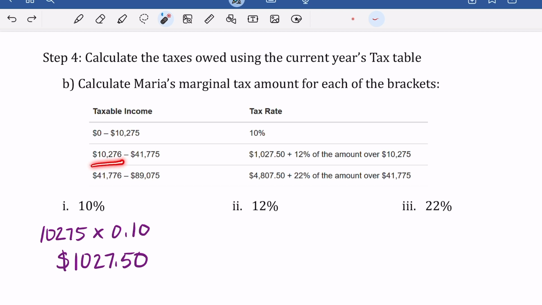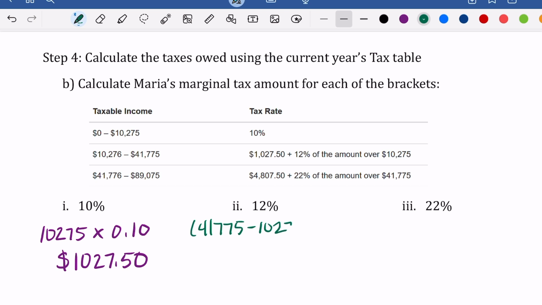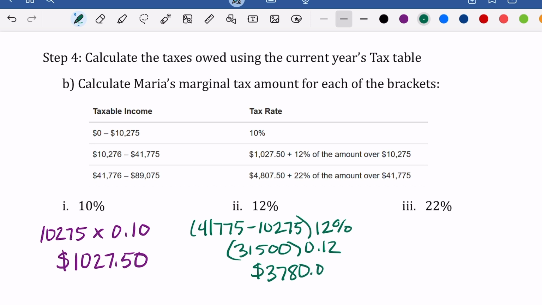If a person makes more than that, anything above $10,275 but less than $41,775 is taxed at a 12% rate. In order to find how much that is, we have to subtract $10,275 from $41,775 and multiply that by 12% to get how much we will pay in taxes for that second bracket.